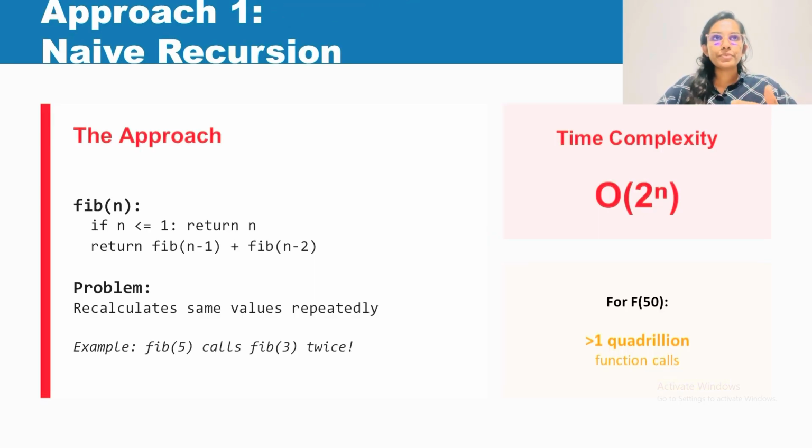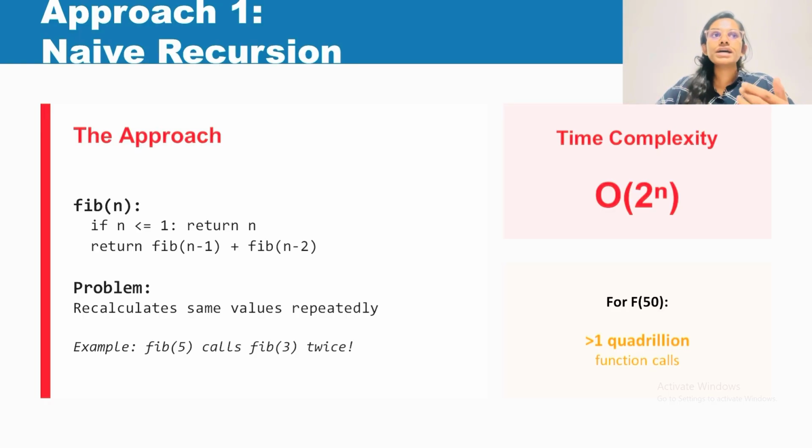The intuitive approach is a simple recursive function. If n is 0 or 1, return n. Otherwise, return fib of n minus 1 plus fib of n minus 2. This is elegant and mirrors the mathematical definition perfectly. But there's a catastrophic problem.